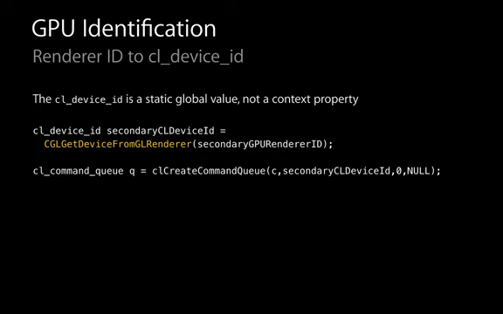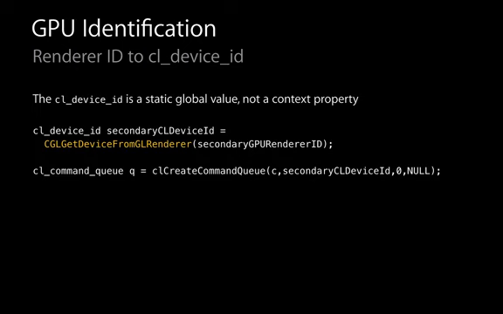Let's take a look at how to do the same set of operations in OpenCL. So in OpenCL, I would have gone through the process. I would have started with the CGL API and gone through the process of figuring out which renderer ID in the system is the secondary GPU. And if I had flipped that process around, I could have determined which one was the primary GPU.